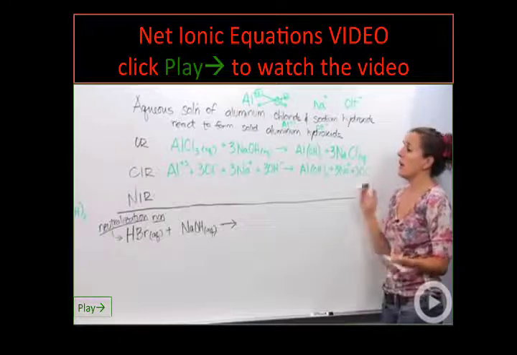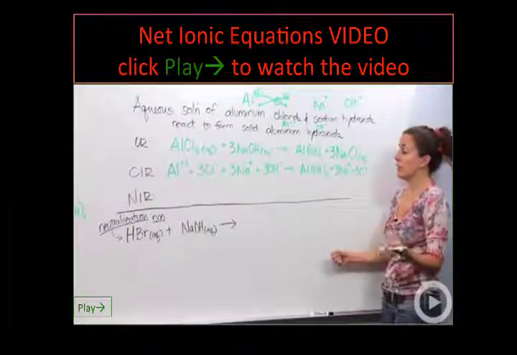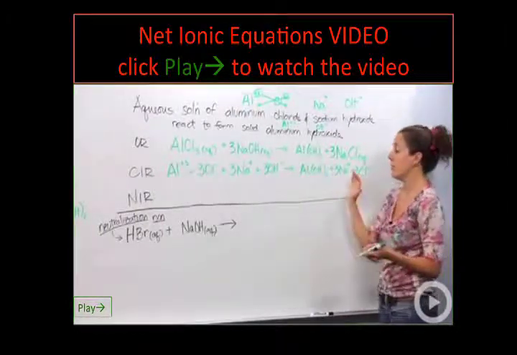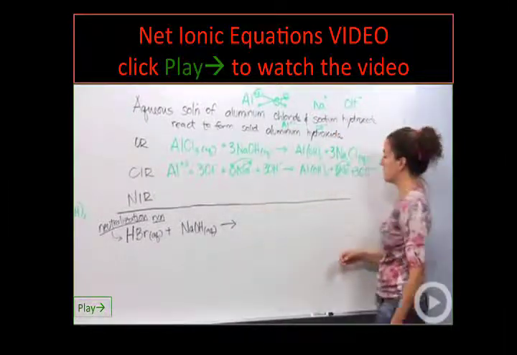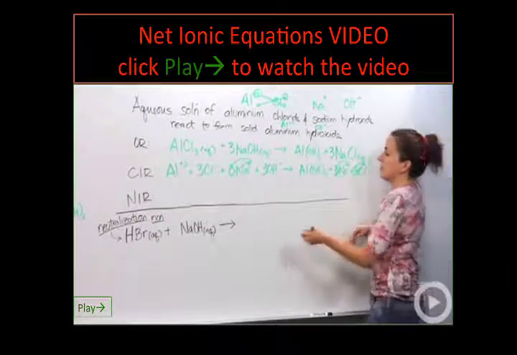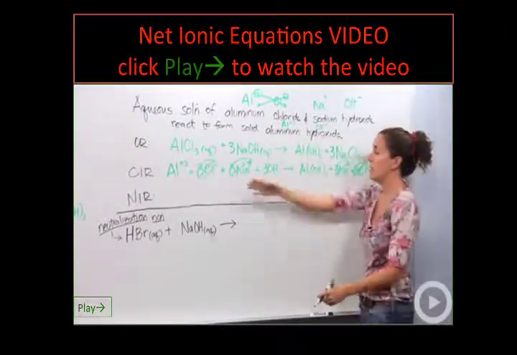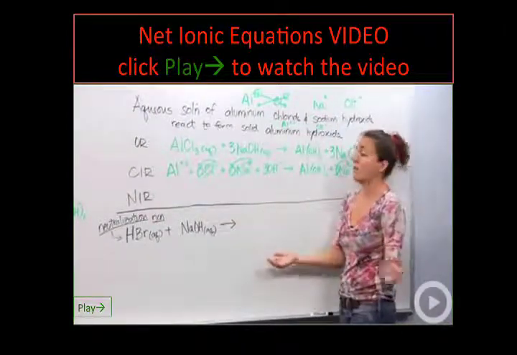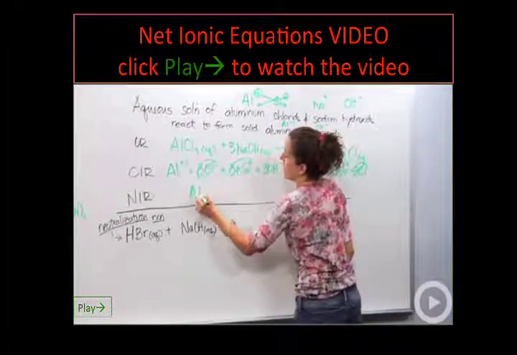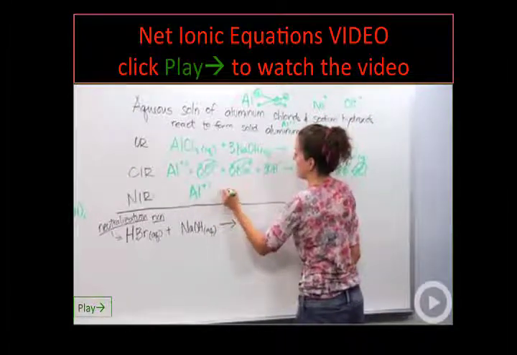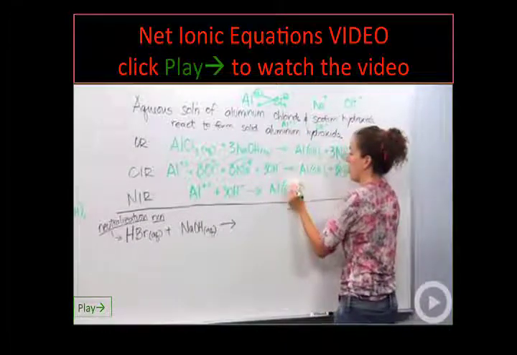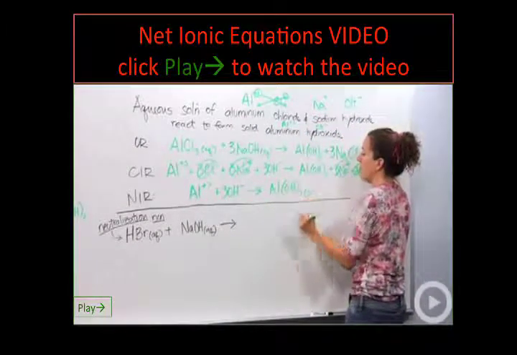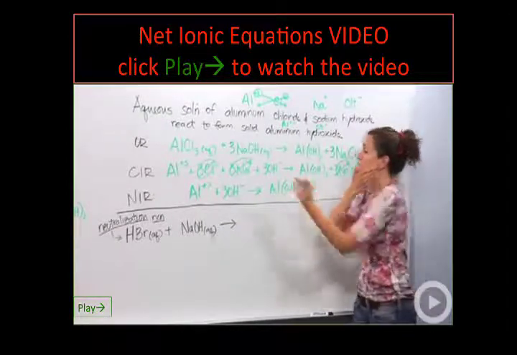Okay, so now we have to find our spectators again. So which ones are our spectators, meaning they're the same on both sides? Well, I have 3 Na's over here and 3 Na's over here. Cross those guys out. 3 chlorides here, 3 chlorides here. Cross those guys out. Now we're left over. This is our net ionic equation. Ta-da, we're done. Al plus 3 plus 3 OH minus yields Al(OH)3. It's our solid, so precipitate. It's completely balanced. We're looking good.